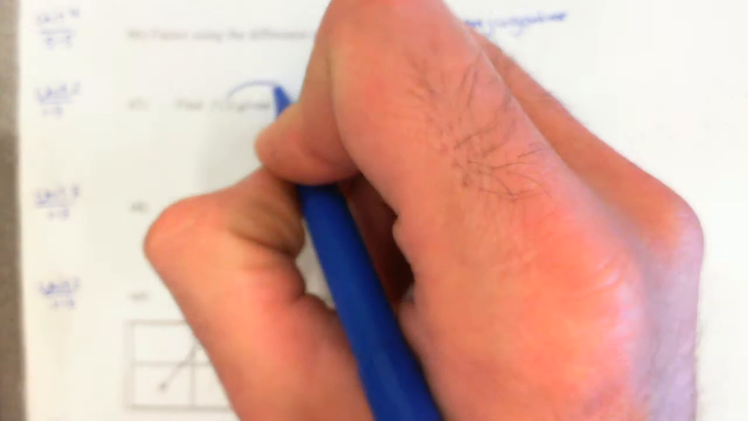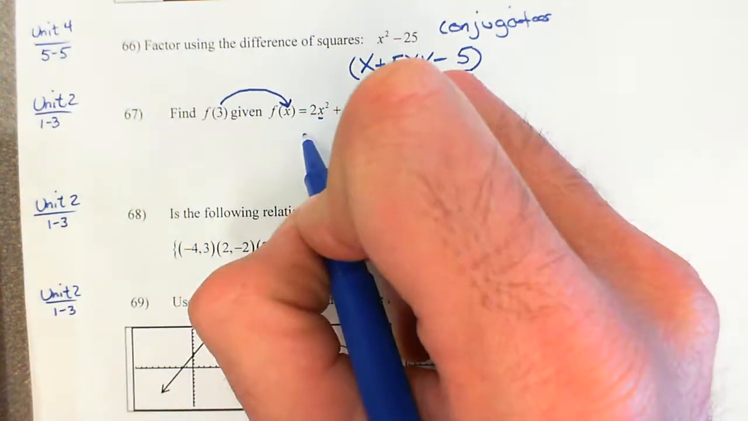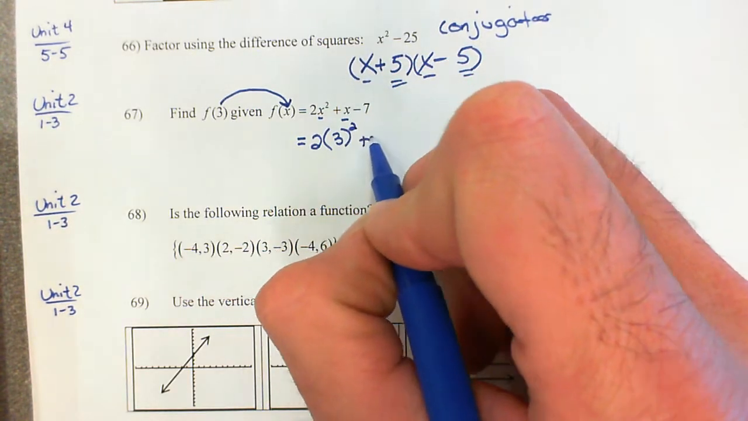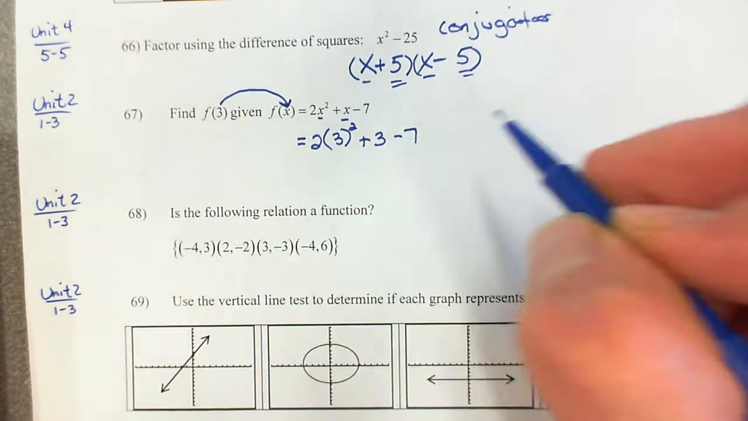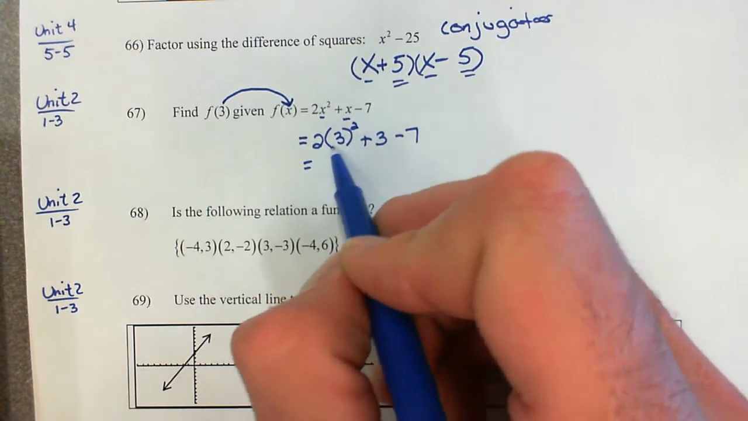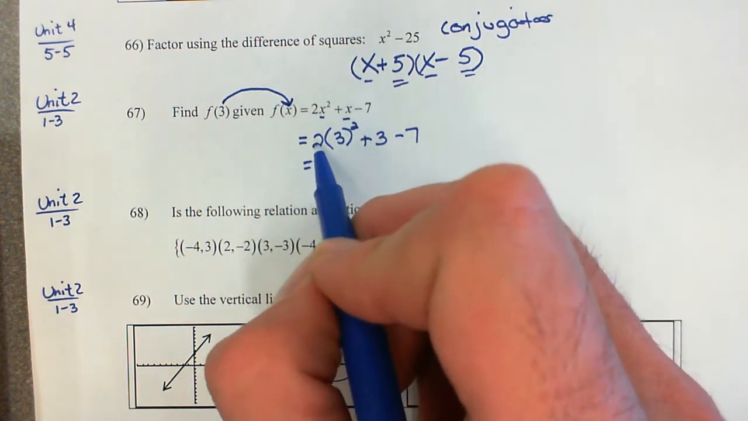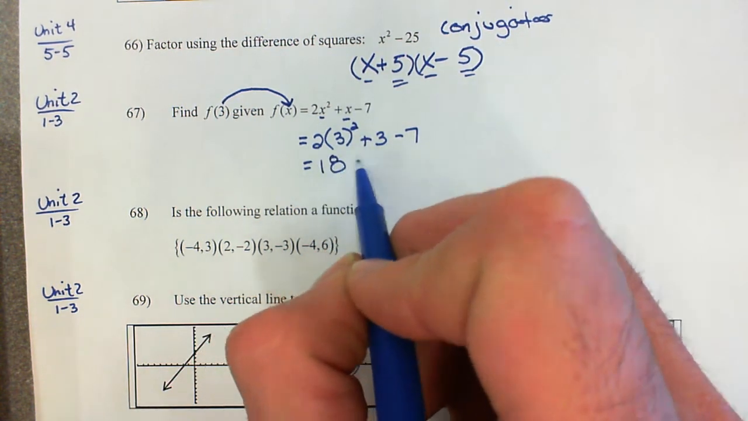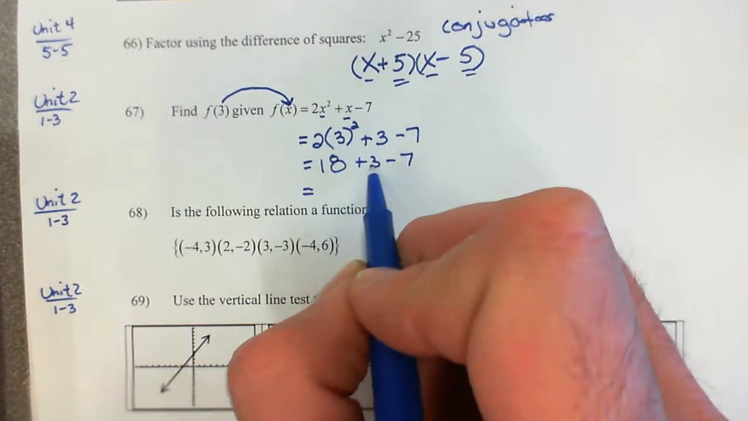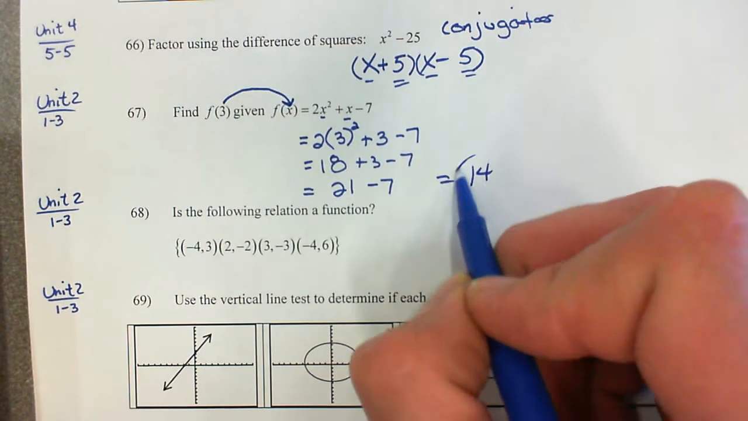So in that case, the 3 is going in for an x, so everywhere you see an x, you're going to replace it with a 3. So this is going to equal 2 times 3 squared plus 3 minus 7. Okay, so if we do this by hand, we have to do order of operations, so you have to do the power first. So 3 squared is 9 times 2 is 18 plus 3 minus 7. So this equals 18 plus 3 is 21 minus 7. So your final answer here is 14.